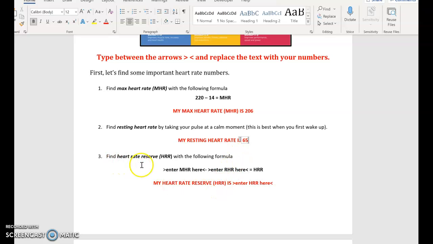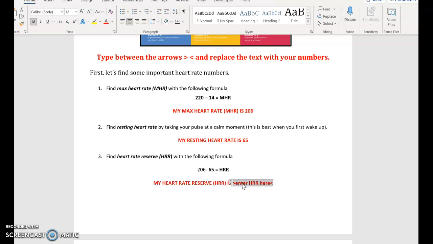Now you're going to find your heart rate reserve, the HRR. So again, follow the arrows. First, enter MHR. So you want to go up to max heart rate or MHR. And remember, it says my max heart rate is 206. So enter MHR here, 206. And then it says enter RHR. RHR is going to be resting heart rate, 65. So here we're going to do 65.